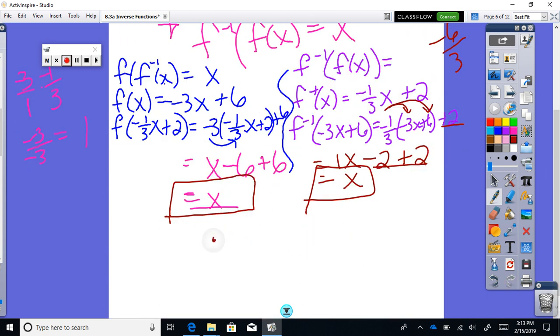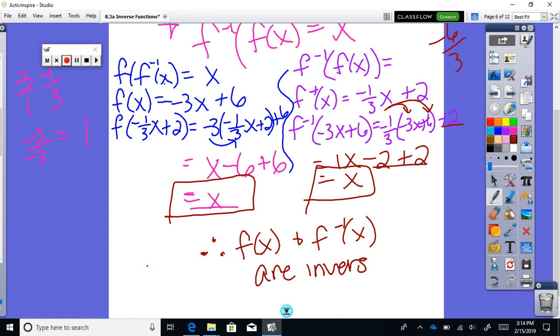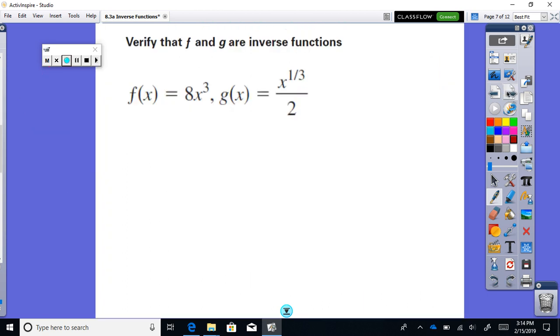So therefore, which you can use in math, sometimes we use the 3 dots in a triangle. We say therefore f of x and f of the inverse of x are inverses. They are inverses. So we proved it. Let's prove one more.